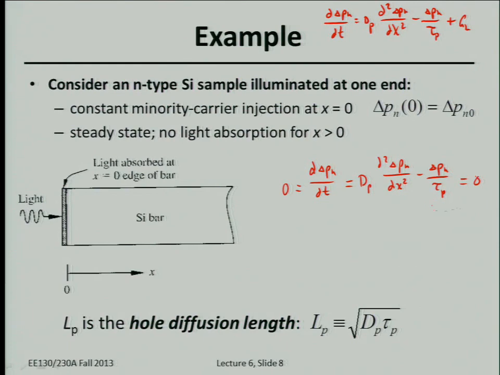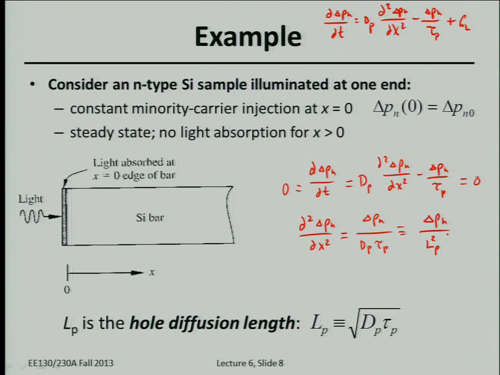Now we can move this term to the right, and then divide both sides by D sub p. So we have the second derivative of the excess minority carrier concentration equal to the excess carrier concentration itself divided by D_p tau_p. We'll just define this to be L sub p squared. So L sub p is the hole diffusion length. It's just defined to be the hole diffusion length.